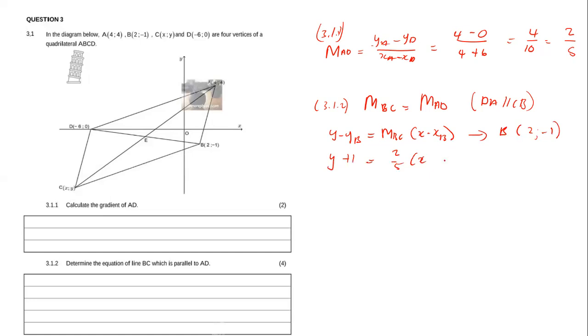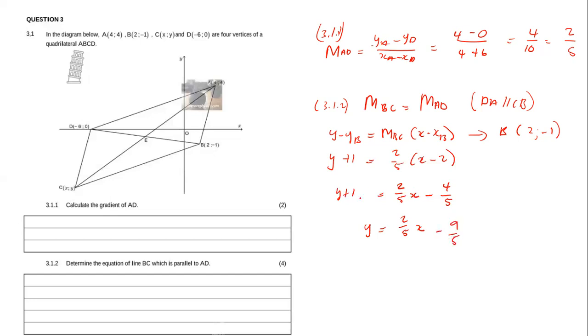X of b is going to be +2. Then we have y plus 1, which is equals to this multiplied by that, it's going to be 2/5 x, and then this multiplied by that is going to be -4/5. Now let us transpose 1 to the other side of the equation. Here we're going to have 2/5x, and then here's going to be -1. So -1 and -4/5, it's going to give us how much? It's going to give us -9/5, if my math is correct.